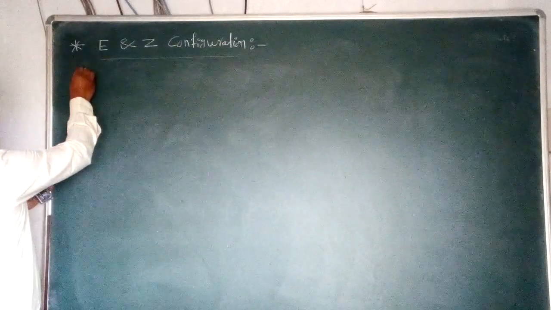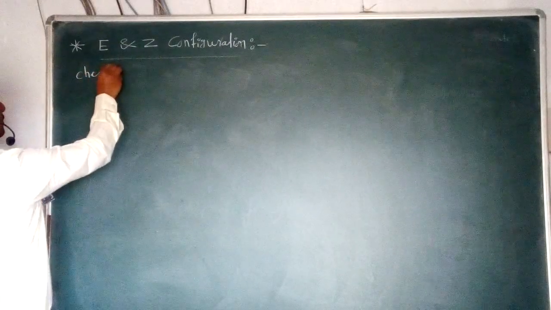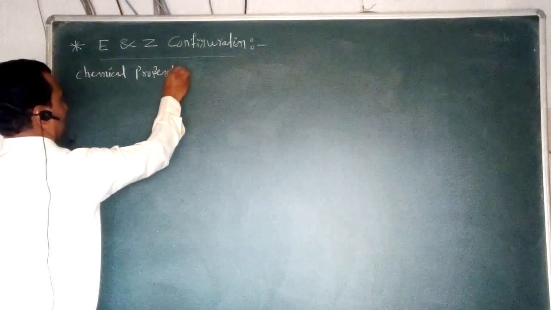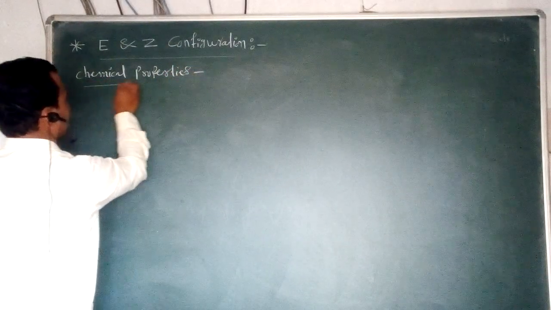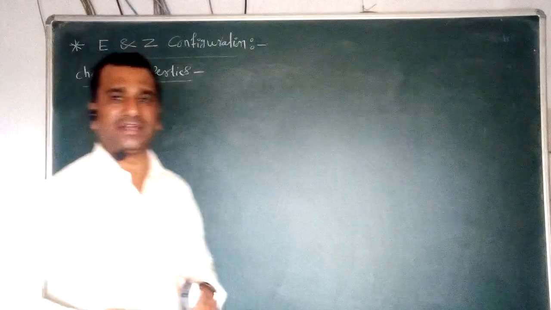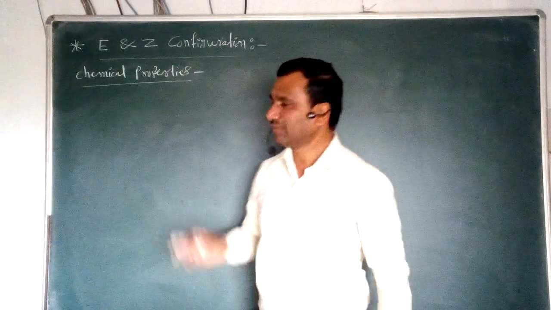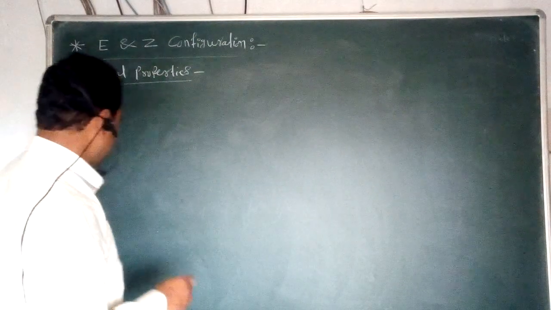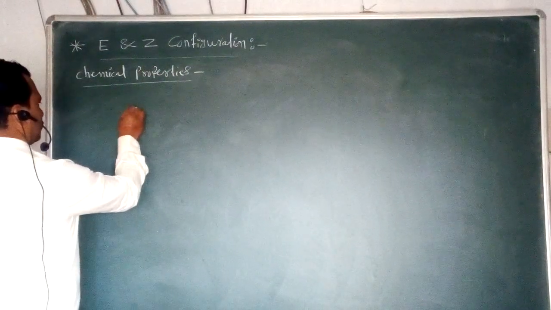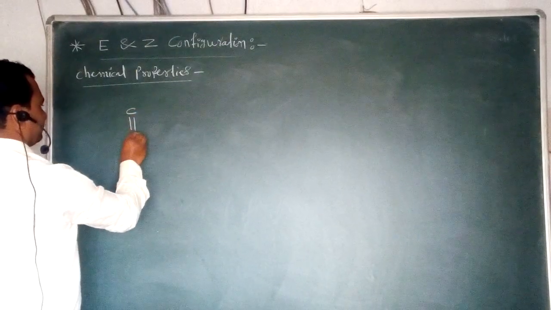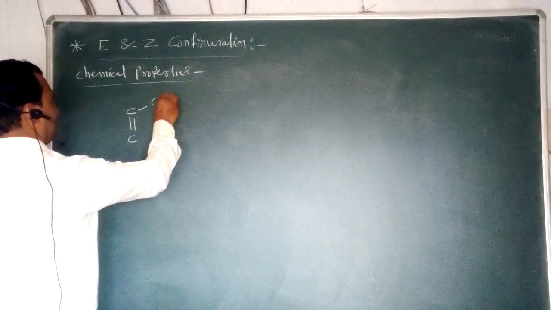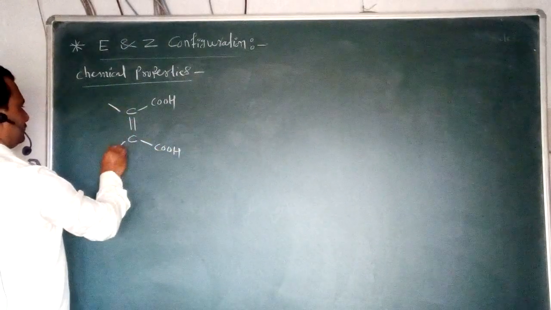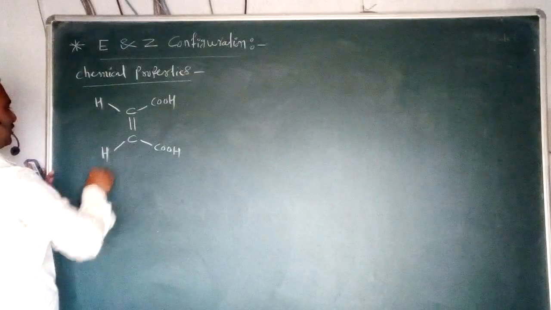Now as far as chemical properties are to be considered, these are some chemical properties that can be shown by this type of geometrical isomerism. If we consider some simple chemical properties, suppose I consider two different geometrical isomers of an acid containing two COOH groups attached to the two olefinic carbons.